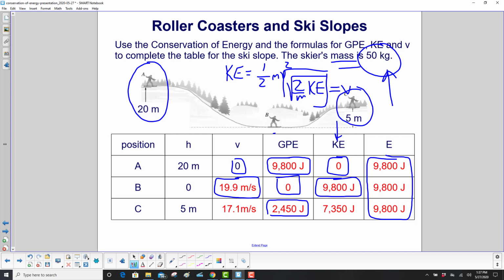Subtract that from the total energy. Here's our kinetic energy. Now I use this formula here. The velocity is the square root of 2 over m KE, and I get 17.1 meters per second. So the further down you go, the faster your velocity is because you have less GPE. When the skier came back up to the point over here, some of that kinetic energy went into GPE, so the skier slowed down.